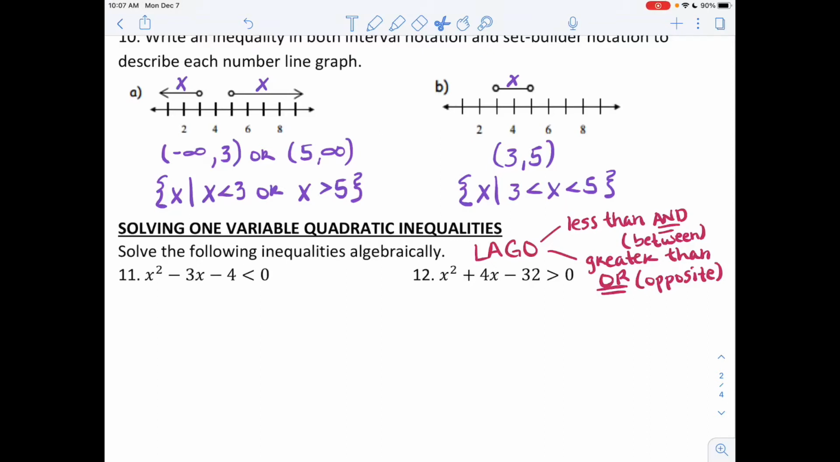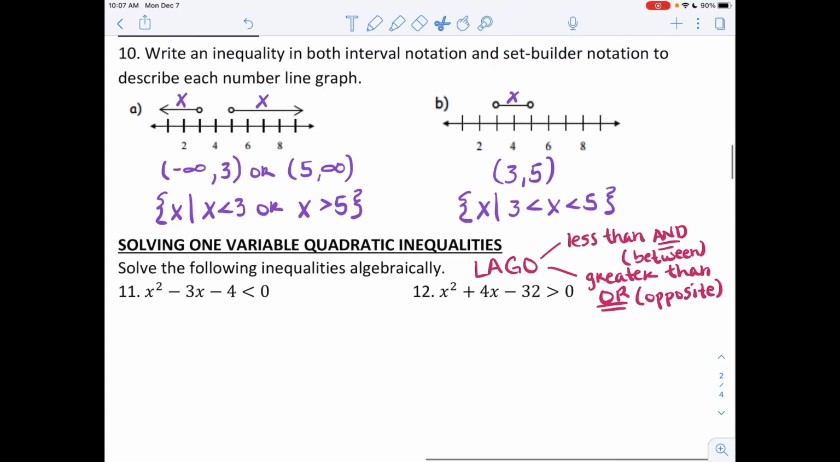Now we're going to solve and graph our inequalities, and I want to remind you of a little saying that we learned back in chapter 2, LAGO, LAGO, and that stands for less than is and or between, greater than is an or opposite. So looking back at our notation, we can see that this is an or. We actually had to physically write the word or. When it's an and, the whole thing can be written as one because it's between 2 points. So we're going to keep that in mind as we continue.